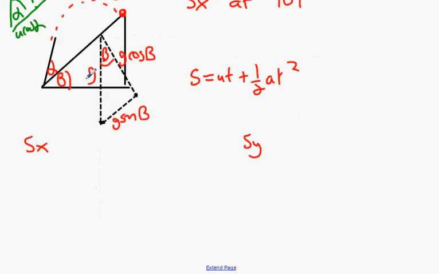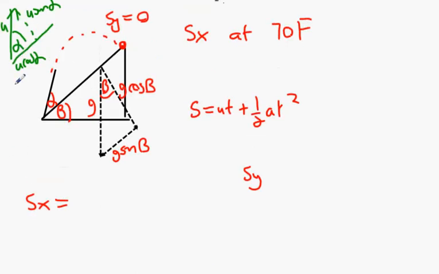Next, I'm going to set up my formulas. So, my u value. What's my u value for Sx? U value for the x direction, which is along the plane. So it's ut cos alpha. Is u cos alpha, but the t is there as well. Then take away my gravity. So minus a half gt squared sine beta, yeah? The t squared and acceleration being g sine b. I like to put the sine b at the end.